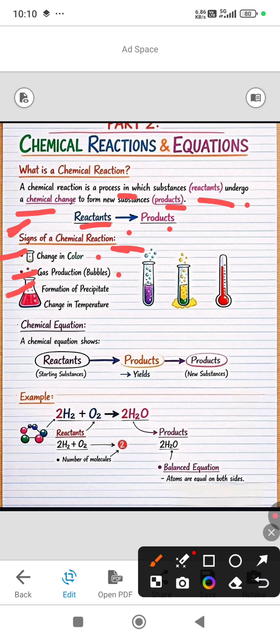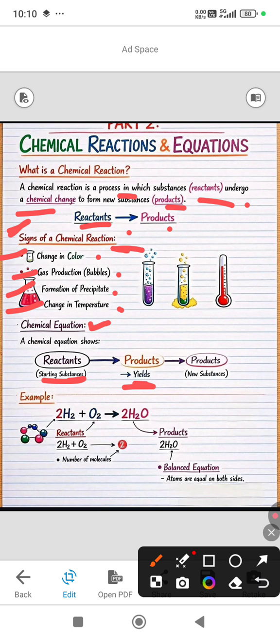Number 3, formation of precipitate. If any precipitate is formed in chemical reaction, we can say that the reaction is a chemical reaction. Number 4, change in temperature. If there is change in the temperature of reactant and product, then we can say that chemical reaction occurs. Chemical equation. A chemical equation shows reactant, which is starting substance, yield product.